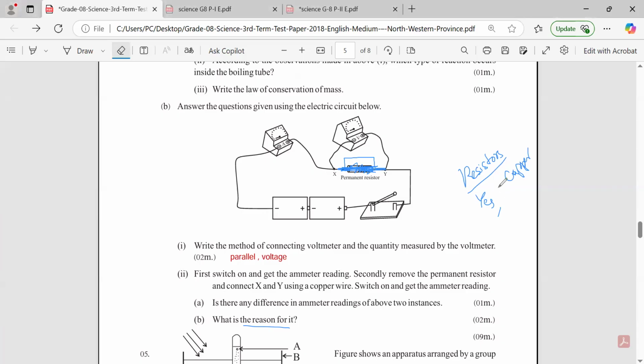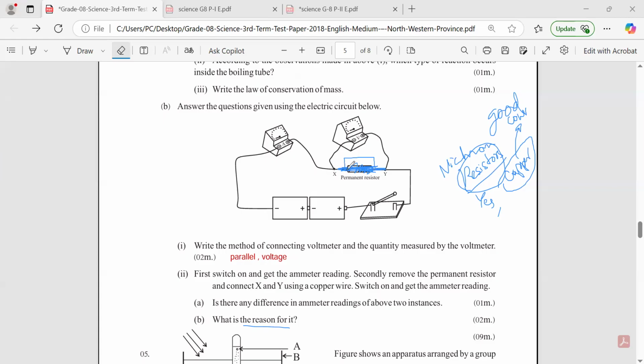Copper is known for its good conductivity, isn't it? It's one of the best conductors. You're right. So resistors are made of nichrome, right? What is the purpose of resistors? We use them to control the current. You slow the current with resistors.